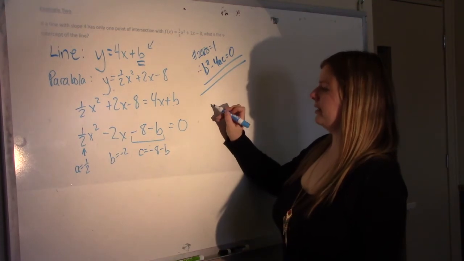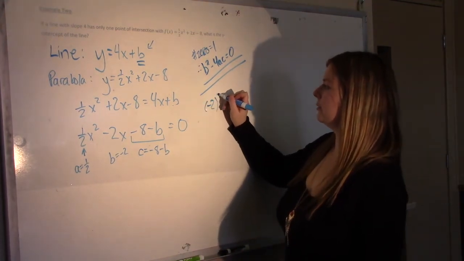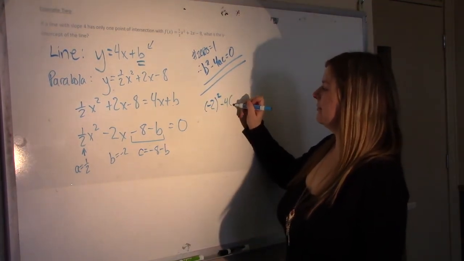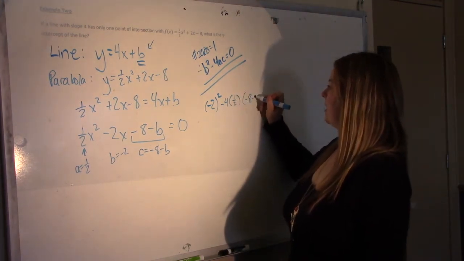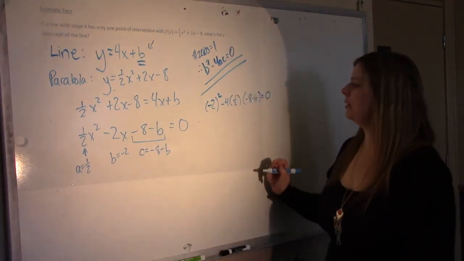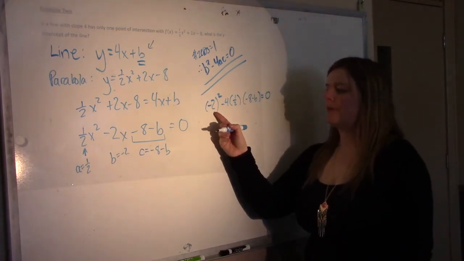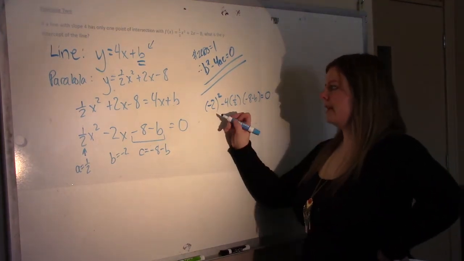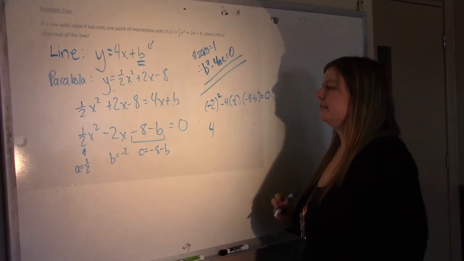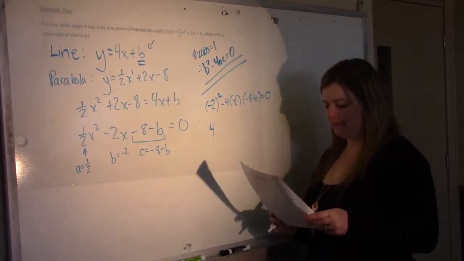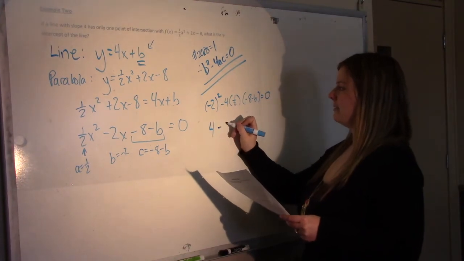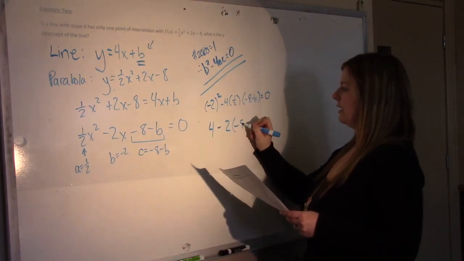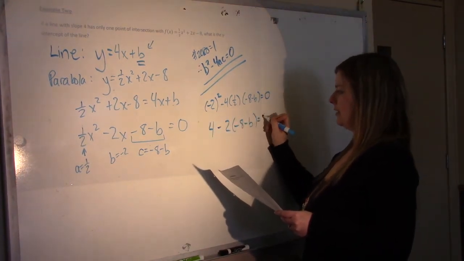So B squared, so minus 2 squared, minus 4 times A, which is a half, times C, which is minus 8 minus B, equals 0. Notice that I put this in parentheses to make this a positive 4. You have to be careful with that. And then this becomes minus 4 times a half is minus 2 times negative 8 minus B equals 0.